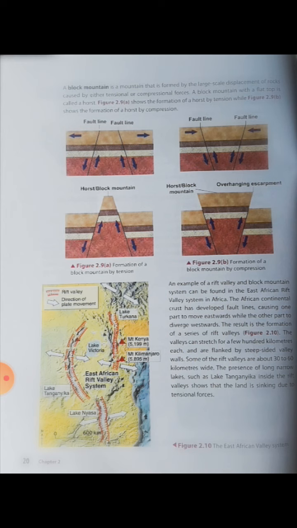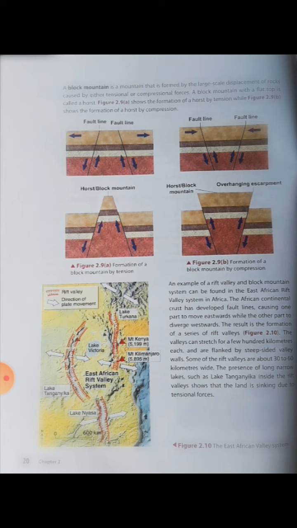An example of a rift valley and block mountain system can be found in the East African Rift Valley system in Africa. The African continental crust has developed fault lines, causing one part to move eastwards while the other part diverges westwards. The result is the formation of a series of rift valleys, figure 2.10. The valleys can stretch for a few hundred kilometers each and are flanked by steep side valley walls. Some of the rift valleys are about 30 to 60 kilometers wide.